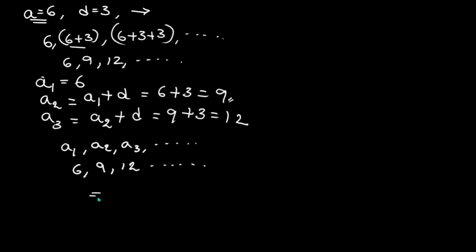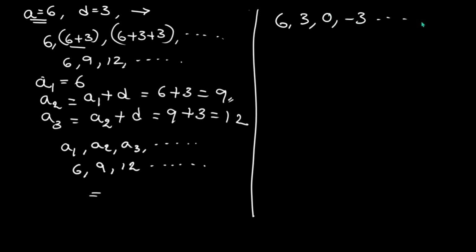So let's see the other way. When you are given a series, how do you say whether it is an arithmetic progression or not? We just find the common difference. If the common difference is not the same, then it is not an arithmetic progression. Let's see some more examples. I'm writing some other series here: 6, 3, 0, minus 3. Let's see whether this is an arithmetic progression or not.